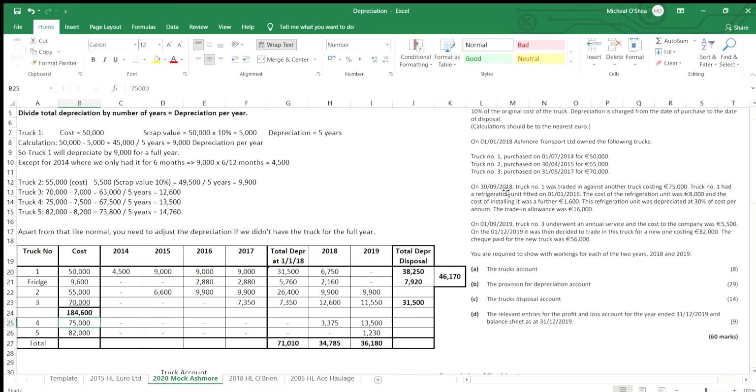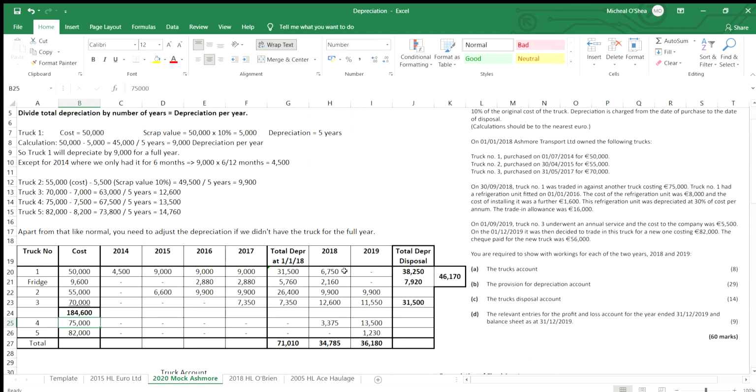So for 2018, when I'm doing my depreciation for truck number 1, I'm going to take the depreciation per year, which was here, and I'm going to basically multiply it by 9 and divide it by 12. In other words, I'm getting 9/12 of 9,000. And that gives me 6750, because if 9,000 is depreciation for the full year, I did not have it for the full year. I only had it for 9 of the 12 months. Therefore, you get the 9/12 of this, giving me 6750.